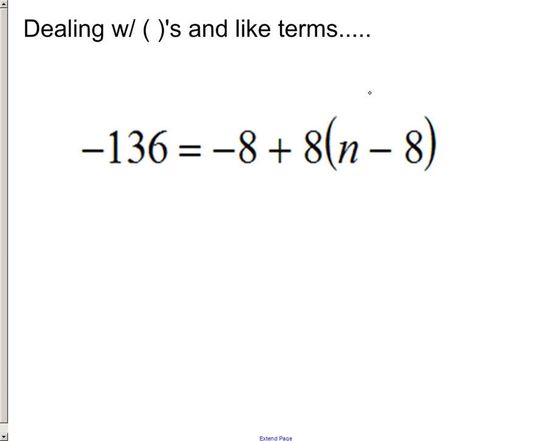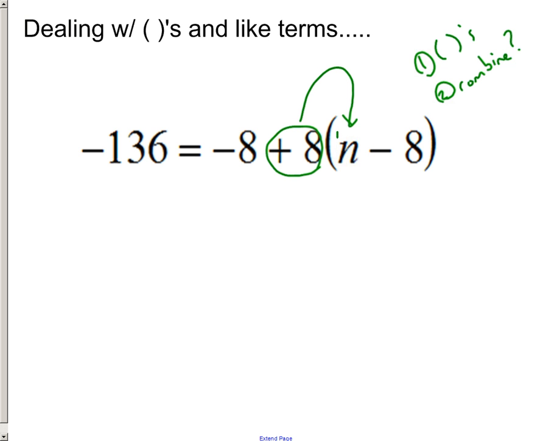Same thing's going to happen here. Do we have any parentheses? Now, if we don't have parentheses, we skip it, and then we ask ourselves, is there anything to combine? But since we've got the parentheses, we deal with it first. In this scenario, I still take a look at that front number beside the parentheses, and I still take that sign in front. So this is a positive 8 times, since there's no number in front of this variable, let's just put a 1 there. Positive 8 times 1n is 8n. Now, that would make it a positive, so I'm going to put a plus sign right in front. And then 8 times negative 8 is negative 64.